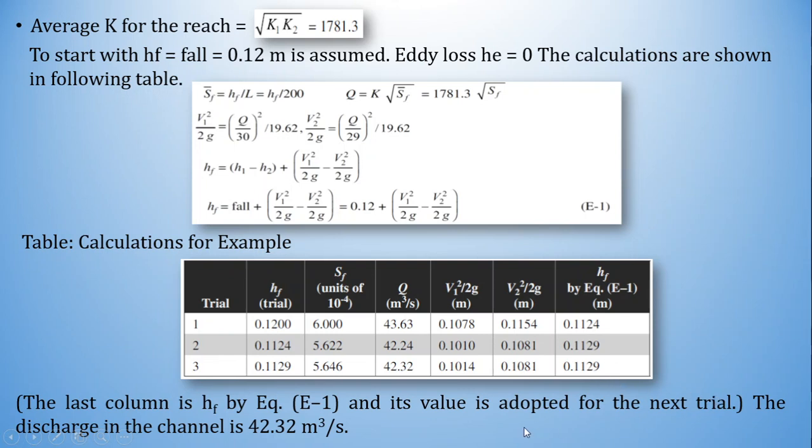The discharge in the channel by this trial and error method has come up as 42.32 meter cube per second.